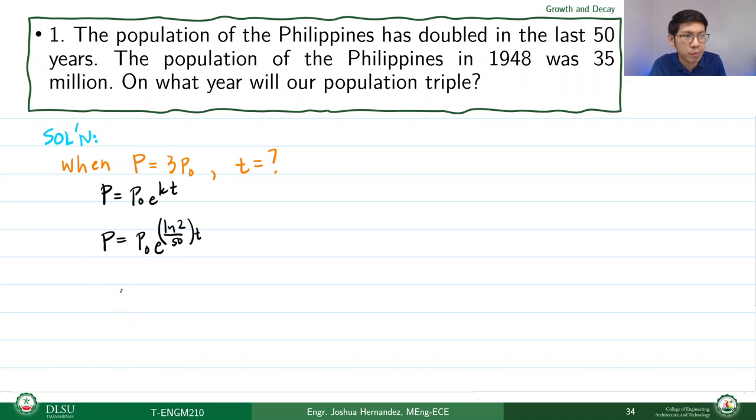T pa lang hinahanap. Kung kailan. So, yung P natin, since it is equal to 3P naught, kasi nga kung kailan siya magti-triple, so magkakaroon tayo ng substituting it. 3P naught equals P naught, then e raised to ln 2 over 50 times t. Okay? So P naught cancels out here. And we're left with 3 equals e raised to ln 2 over 50 times t.